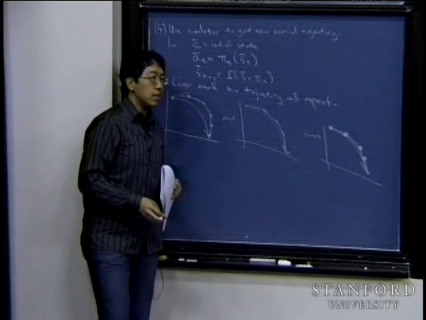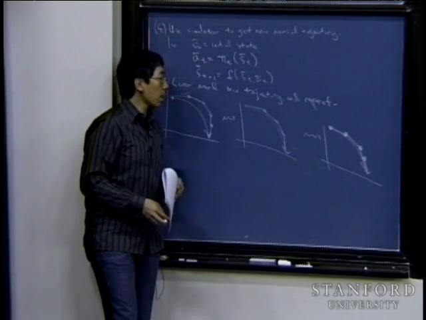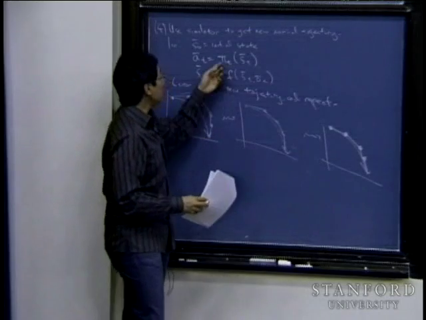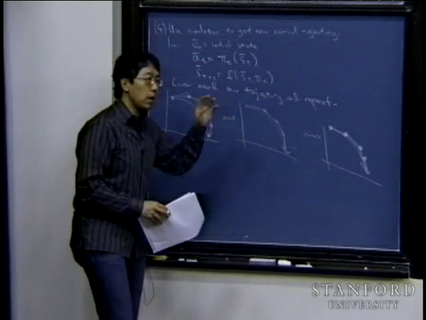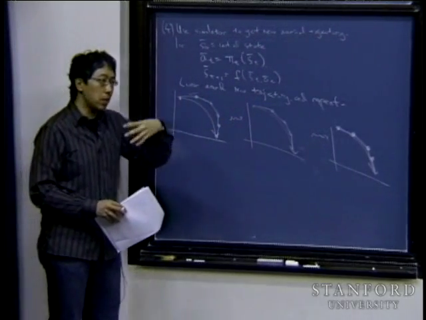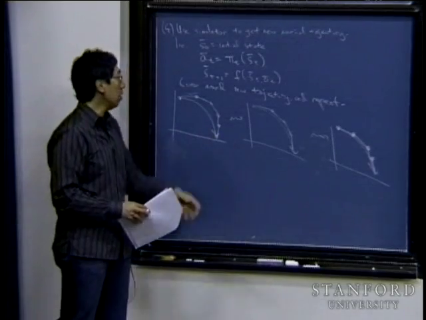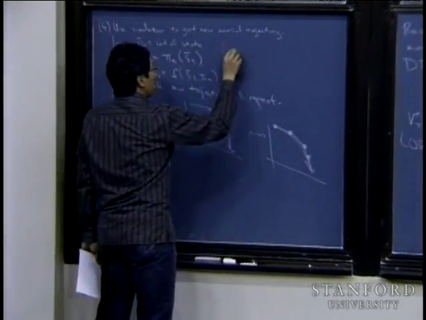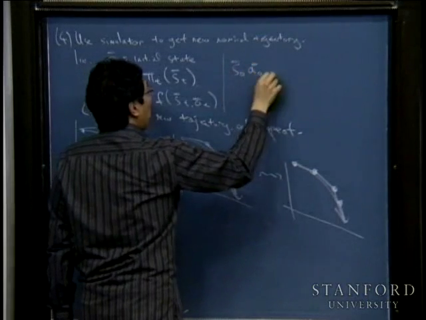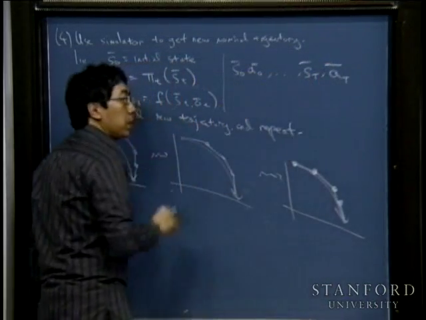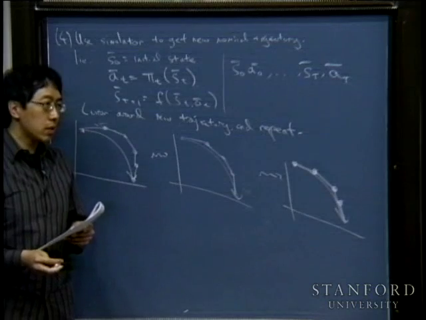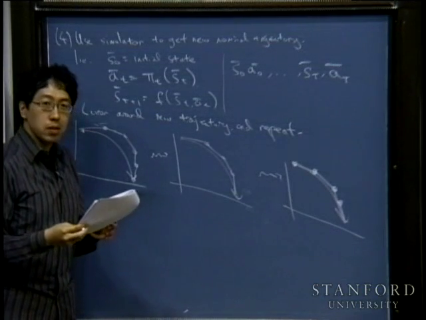Yeah? In the update, are you running through the entire trajectory? In this step 4? Yes, right. Let's say I've picked some finite horizon T, so I'm going to run through my entire trajectory in my simulator. So I end up with a new nominal trajectory to linearize around. Right. Anything else?